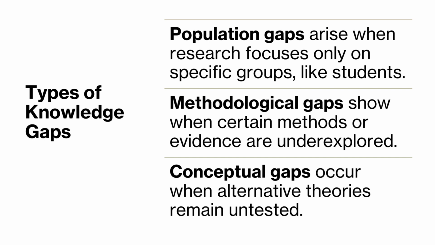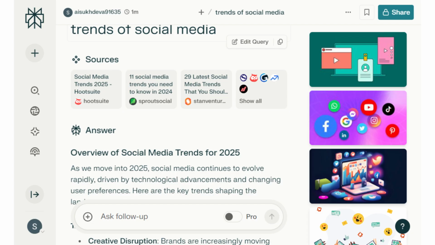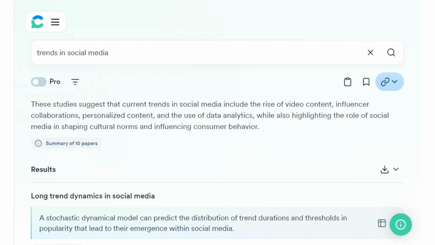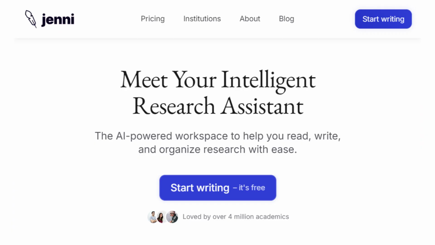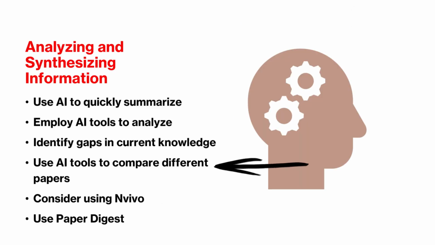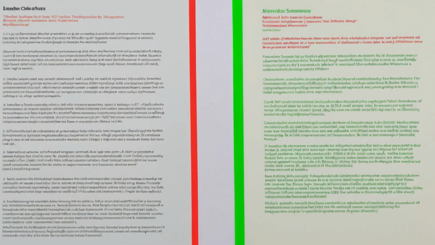By reviewing the literature, you can find patterns, conflicts, and missing connections. AI tools like Perplexity AI and Consensus help summarize trends, while Gemini AI suggests new research topics. Using AI tools to compare papers allows you to analyze methodologies, summarizing their strengths and weaknesses. This comparison helps refine your own research approach.